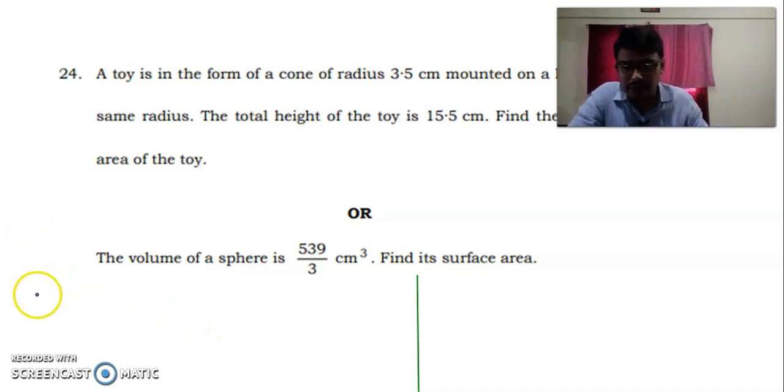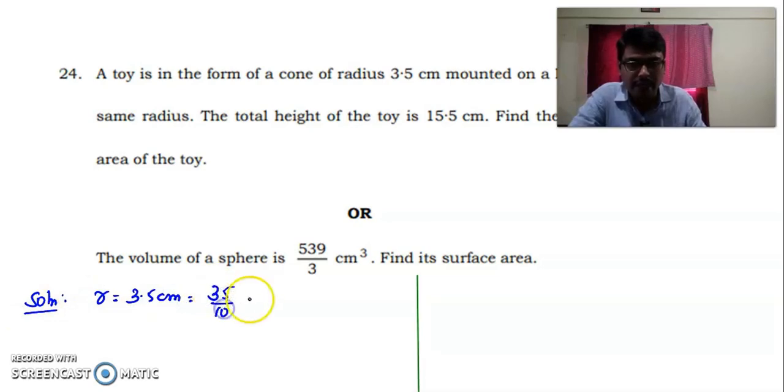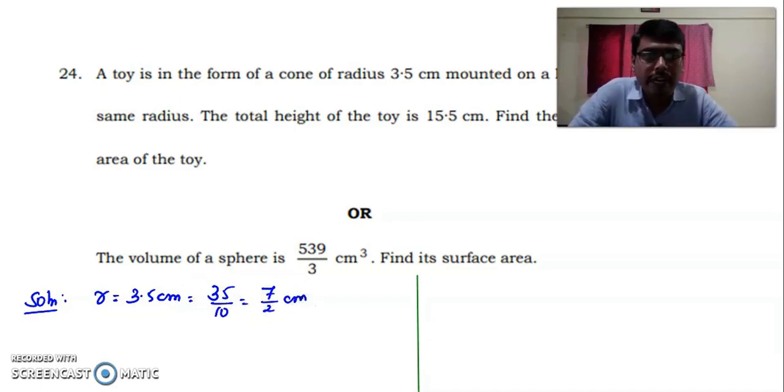So radius is given. While writing the solution, I am going to take the first one on the left side. The radius is 3.5 centimeter, I am going to write it as 35 by 10, that is 7 by 2 centimeter. Mounted on a hemisphere of same radius. The total height of the toy.